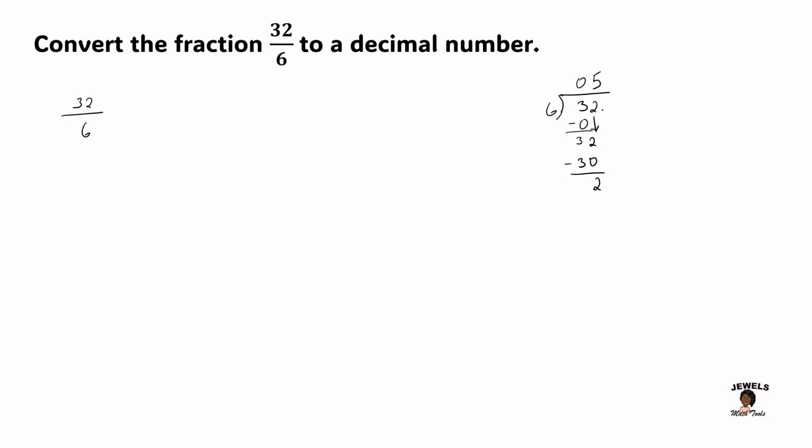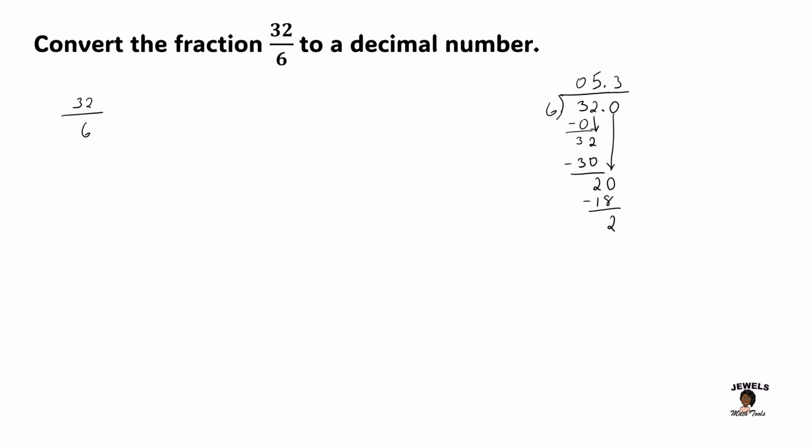I'm now going to add in my decimal point behind my dividend and my quotient. Add a 0 and continue dividing by bringing that 0 down, where I'll be changing 2 into 20. And 6 goes into 20 3 times. 3 times 6 is equal to 18. When 20 subtracts 18, we get a remainder of 2.